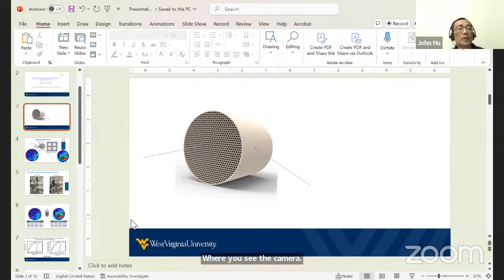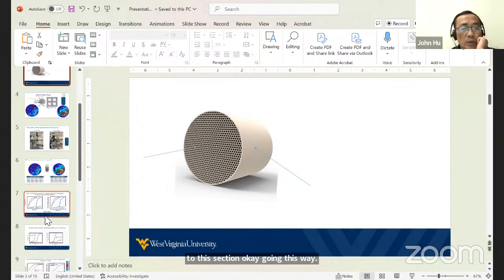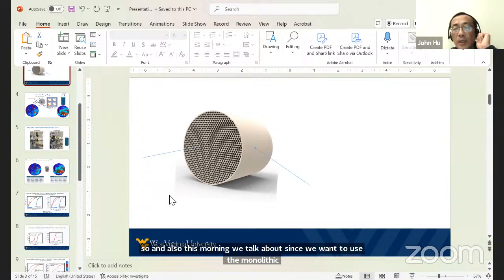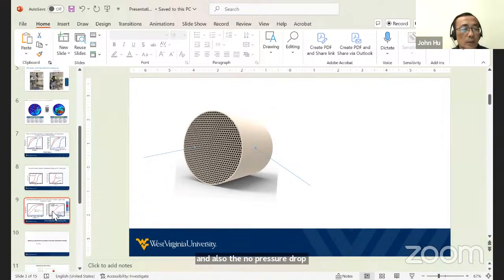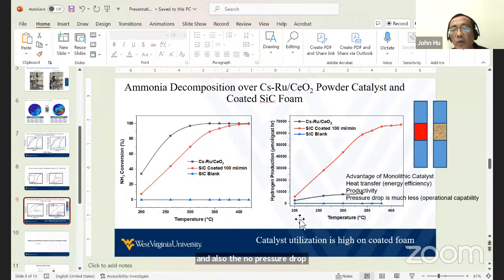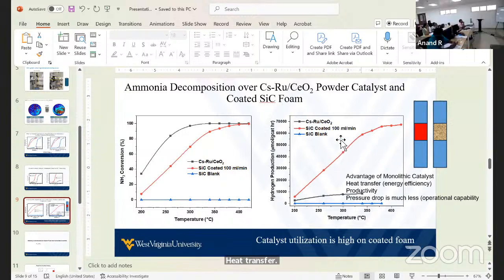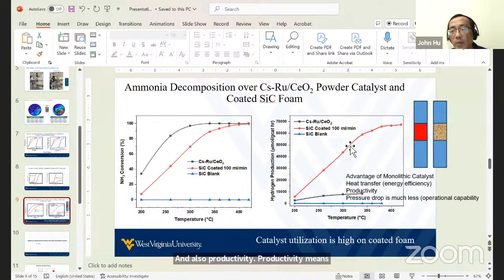Okay, this morning we also talked about why we want to use the monolithic. There are three distinct advantages: heat transfer, no pressure drop, and productivity. Productivity means when you coat the catalyst, it's much more efficient than the powder catalyst. So this is what we left from last session. I use this cartoon to compare why it's efficient, because most of the coated catalyst is fully utilized, whereas if you pack the powder, you don't utilize the whole thing because there's some channeling and bypass.